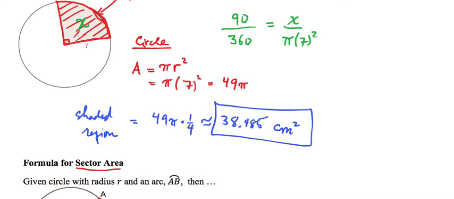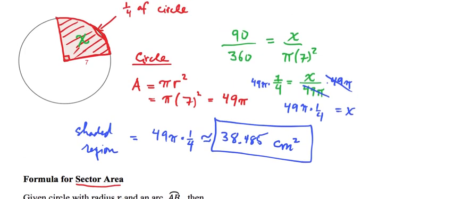So you see here that on the left side, 90 over 360 reduces to 1/4. On the right side, we get x, and in the denominator, we get 49 pi. So now, multiplying both sides by 49 pi, we were able to eliminate what's on the left, and on the right, we end up with 49 pi times 1/4 again, which is equal to x, which is equal to this result here. So you see here that when I said earlier that this region is 1/4 of the circle, the 1/4 really comes from 90 degrees over 360 degrees.